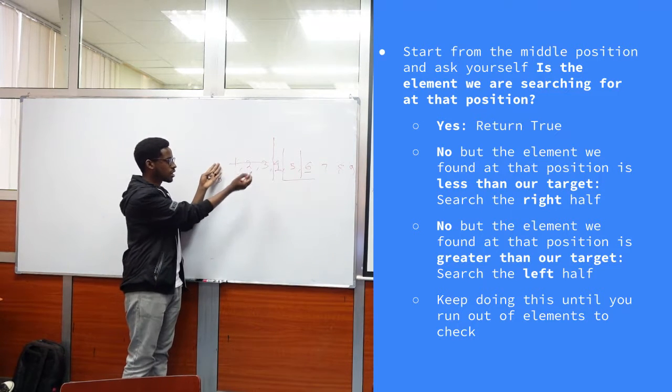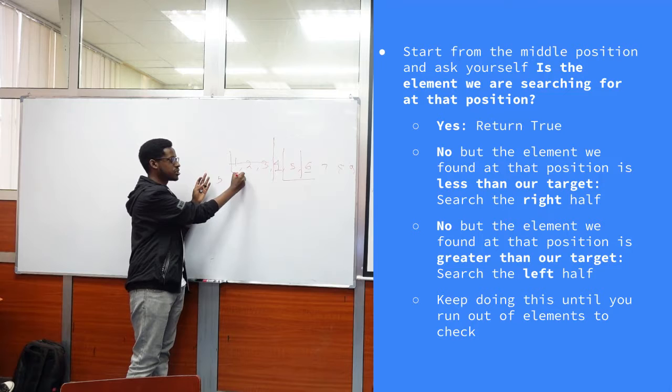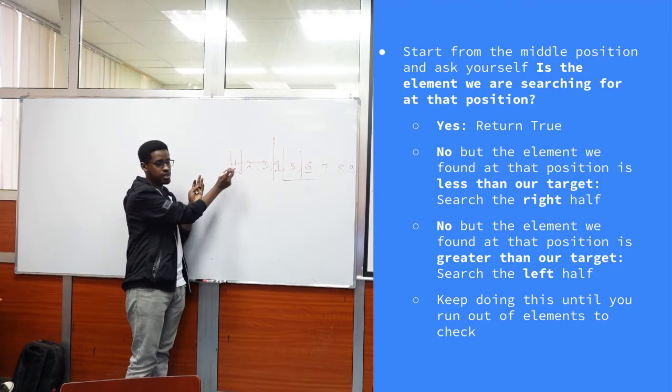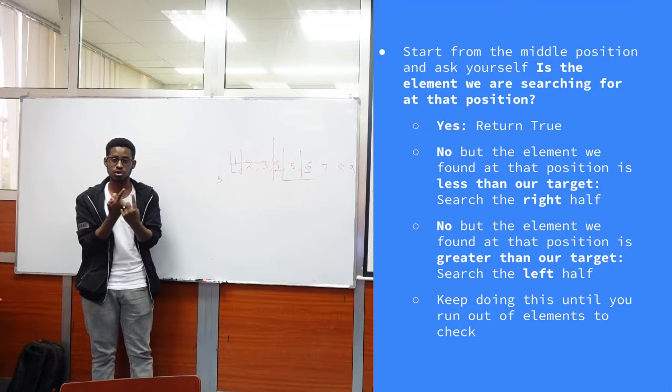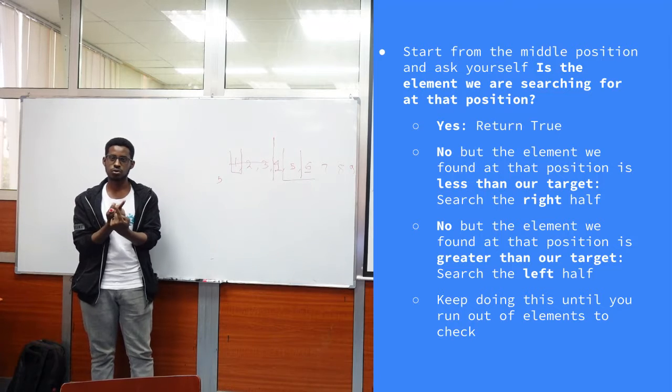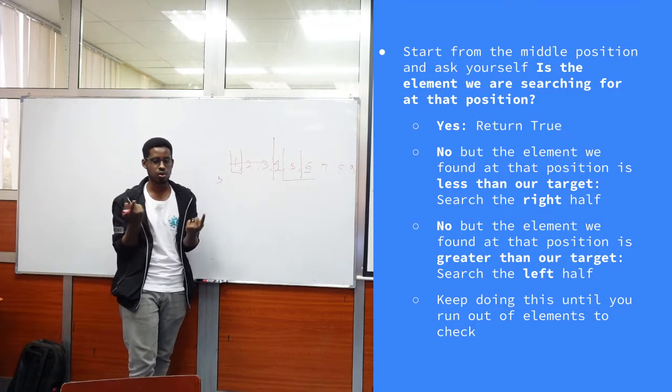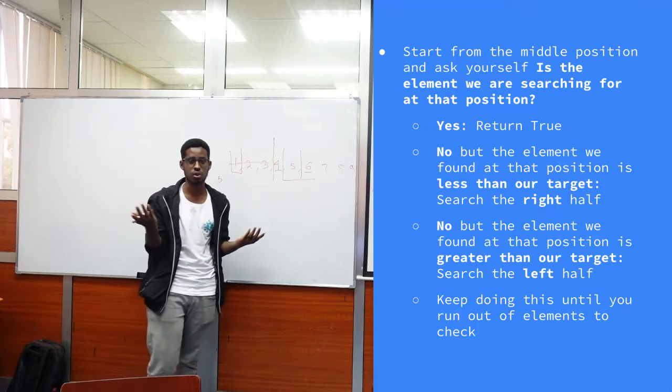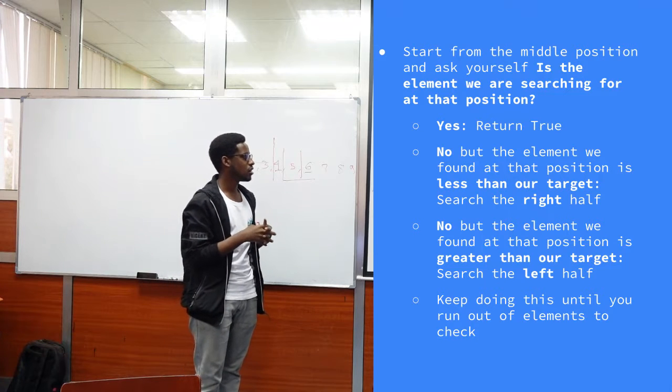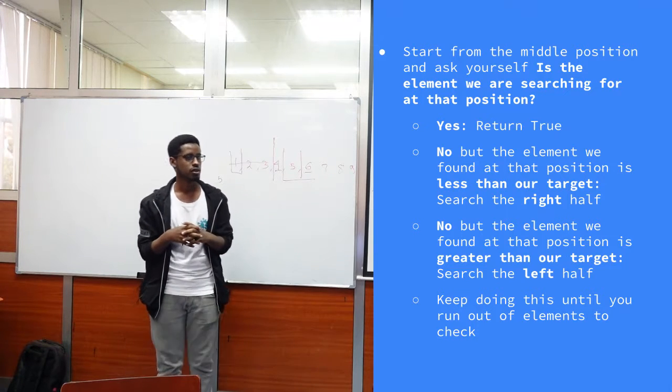So if you end up with a search space with one element only, and if we don't find it, there's no way we can go. At this point, we'll return -1 or we'll return false, depending on the question you're asked. This is the algorithm of binary search.